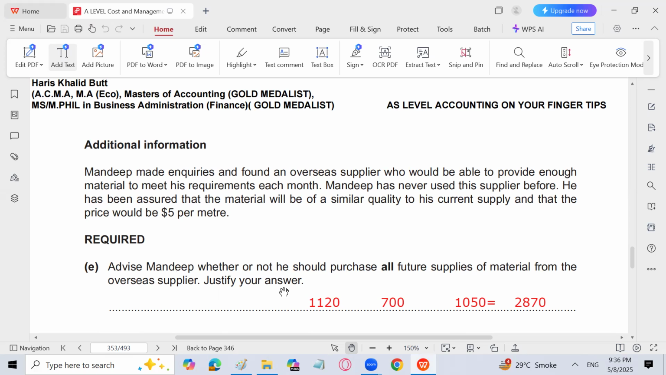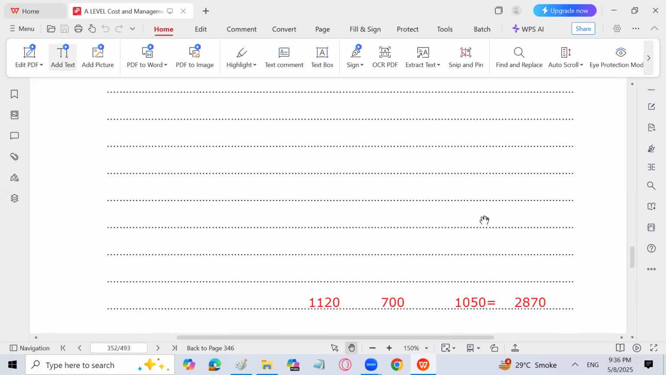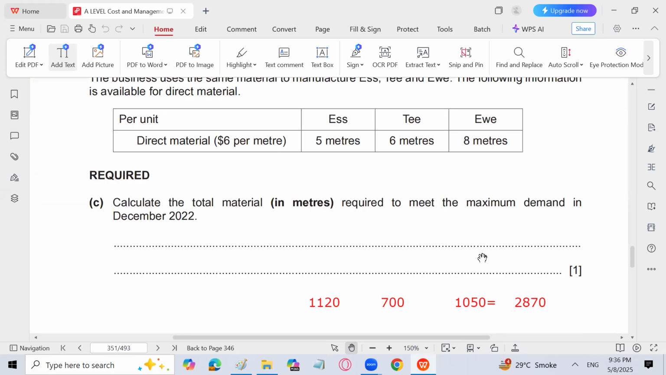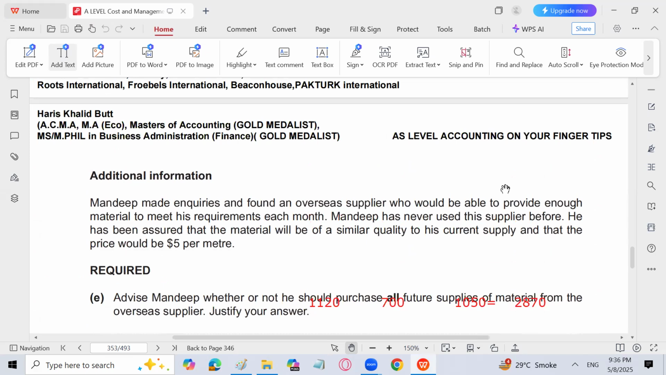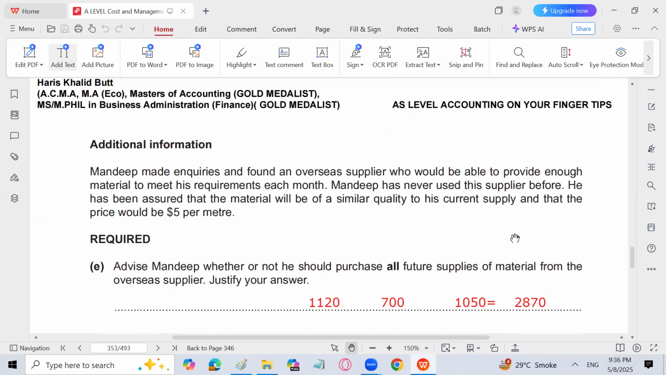Why, sir? Because we know that our price of material is $6 per meter over here. So now we are getting $5. So it means that we are getting the material at a lesser price. Secondly, we are able to achieve all our production, because our current supplier is not able to provide us the whole material. We'll be having a discount also on the full production. That is why he is giving us $5 per meter, but we have to keep a check on the quality. It is clearly mentioned that we are going to have a similar quality to the current supplier, but we have to see that he is an overseas supplier.